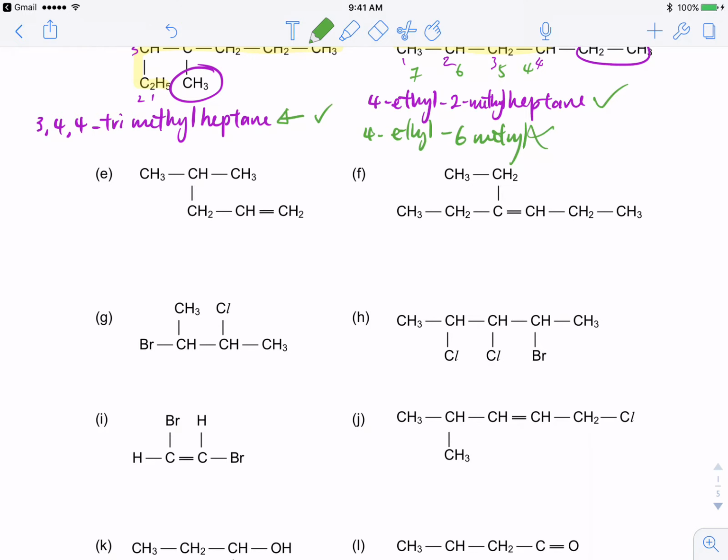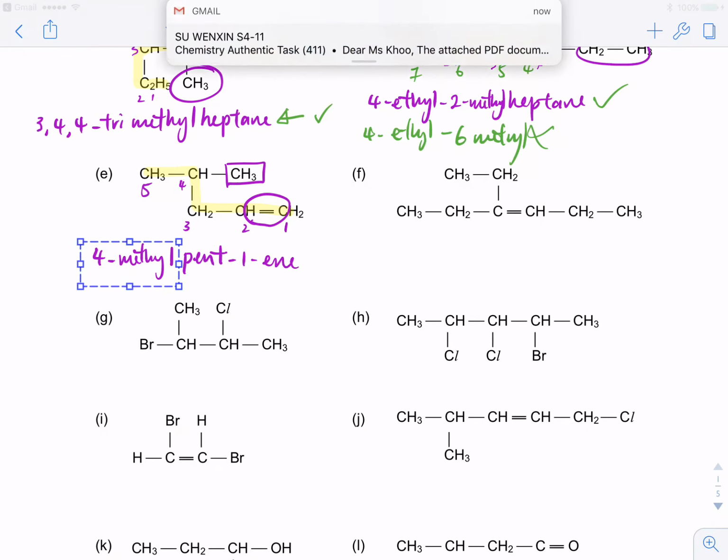Now next, let's look at what's the longest chain. The longest chain should be in this direction, 1, 2, 3, 4, 5. 5 carbons, so it will be pent. This time we have a functional group over here, so it's pent-1-yne. That's the most important functional group. Then we have a methyl group that's unaccounted for. If this is 1, 2, 3, 4, 5, it means that it is 4-methyl. 4-methylpent-1-yne.